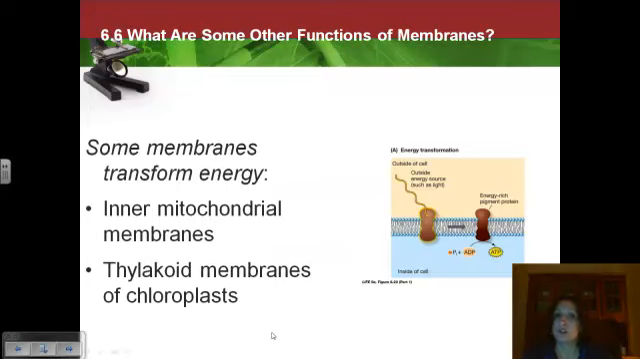Some membranes are used in transforming energy, and we're going to see this in our energetics unit. So the inner membrane of the mitochondria and the thylakoid membrane of the chloroplast. So we use these membranes to create a concentration gradient. We use energy to pump protons, and then when the protons run down their concentration gradient, that energy is used to phosphorylate ADP to generate ATP, which is the energy for the body, for the cell.